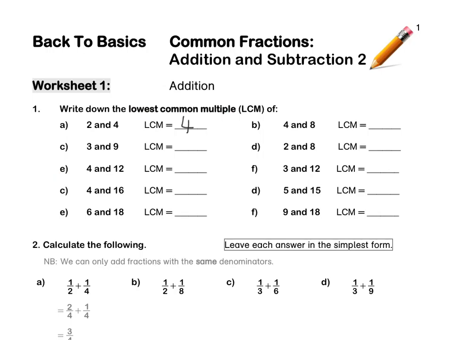Let's do E together. 4 and 12. The lowest common multiple is 12. Lastly, if we look at 9 and 18, the lowest common multiple is 18. Press pause to complete question 1 by yourself.